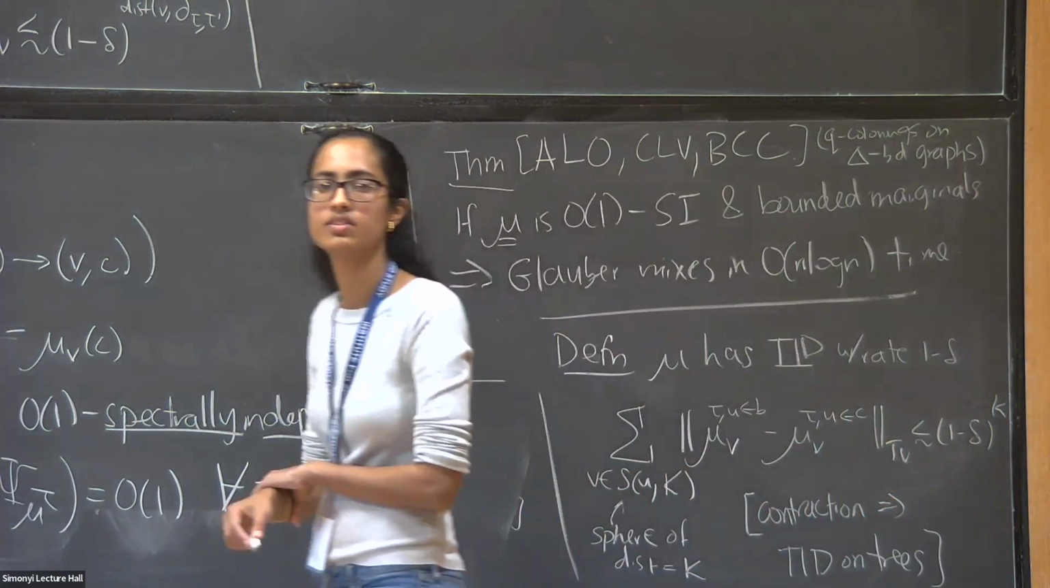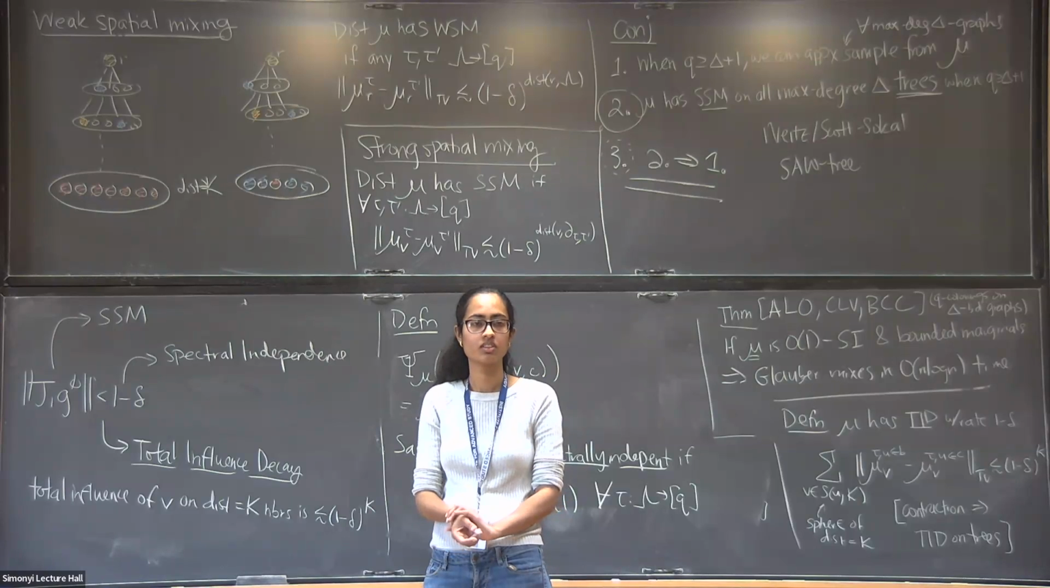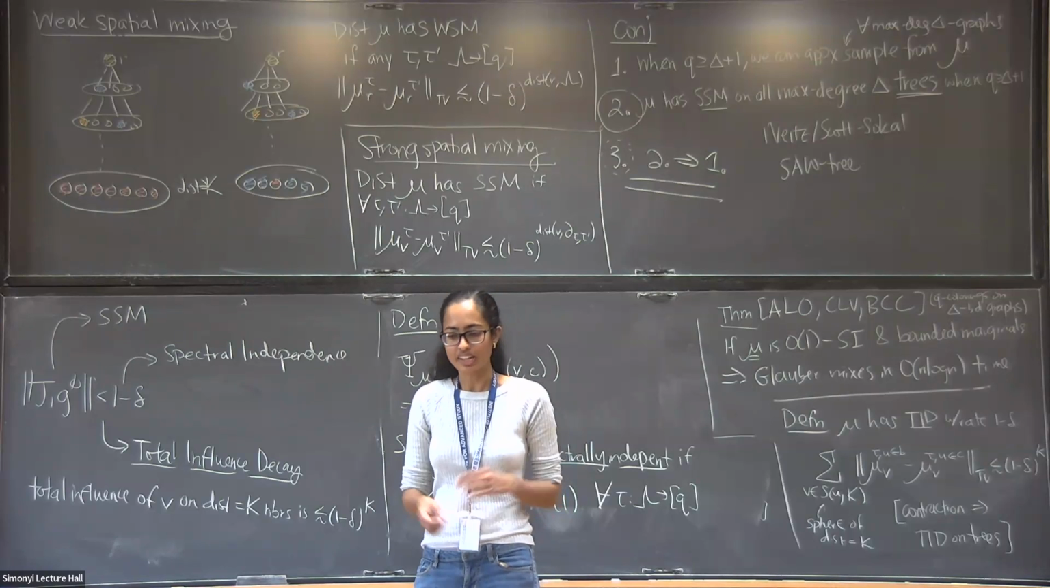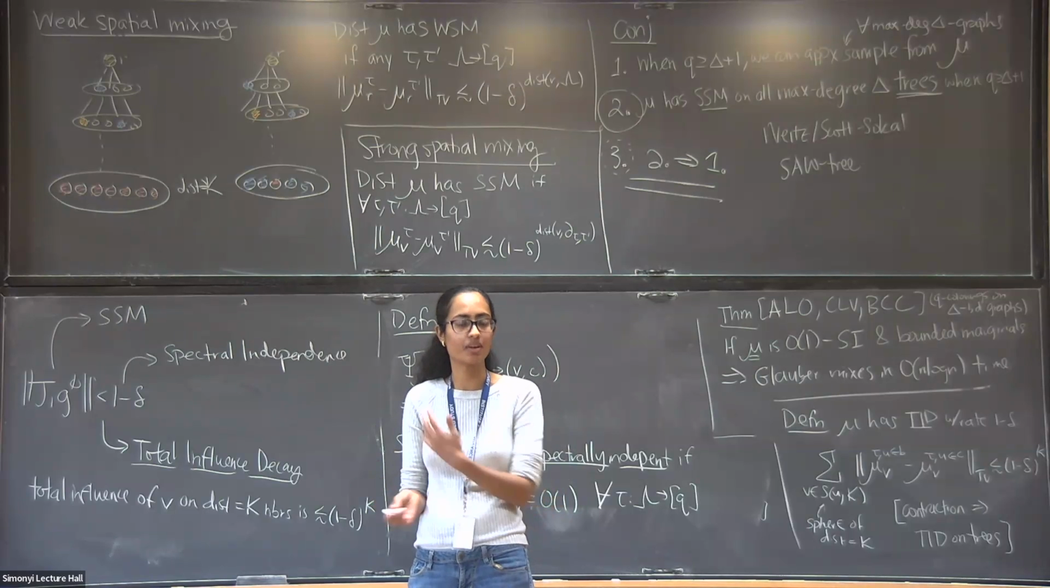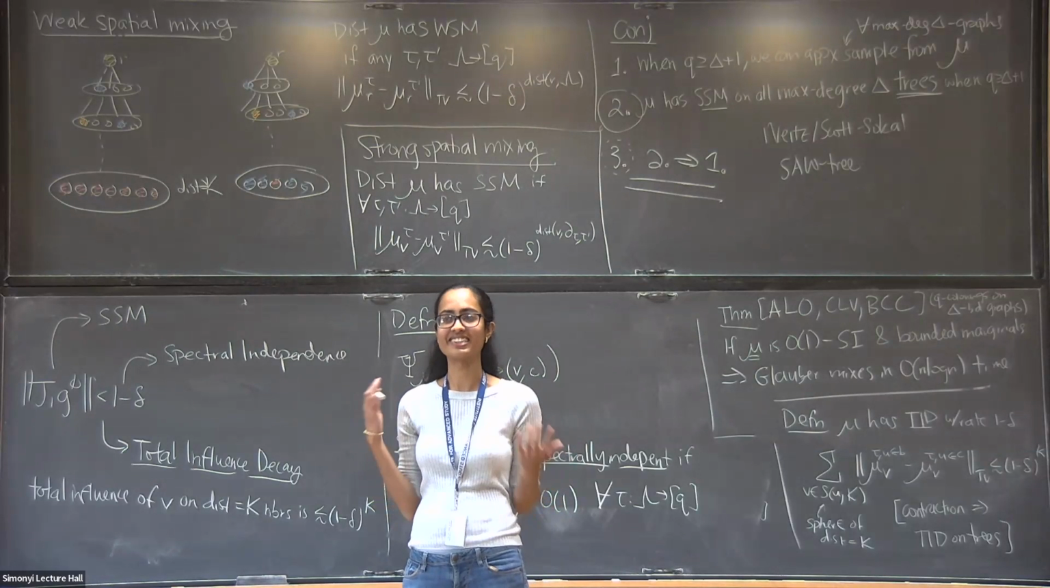Another question is that you said the total influence decay is a stronger version of strong spatial mixing. Is that rigorously known? Well, I think we think they're all equivalent, but you can imply strong spatial mixing from some notion of total influence. So basically it's believed that all of these are equivalent, whether or not they sound stronger or weaker.